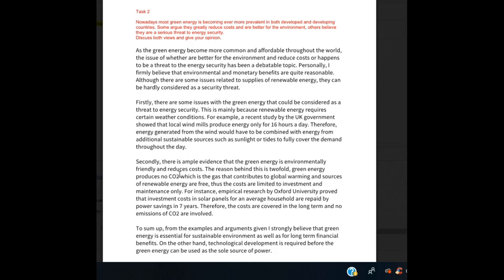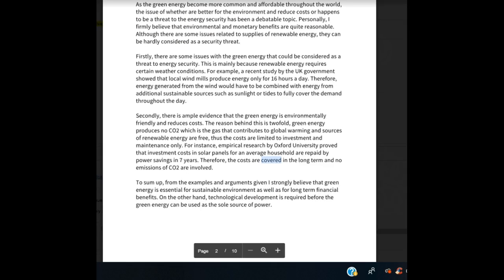To sum up, from the examples and arguments given, I strongly believe that green energy is essential for a sustainable environment, as well as for long-term financial benefits. On the other hand, technological development is required before the green energy can be used as a sole source of power.